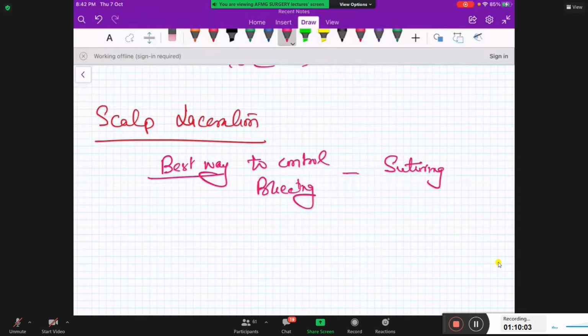But I just told you that you will find suturing difficult to do. So if suturing is not immediately possible, then what we do is apply an artery forceps. Scalp has 5 layers. You know that? Yes. What are those layers?